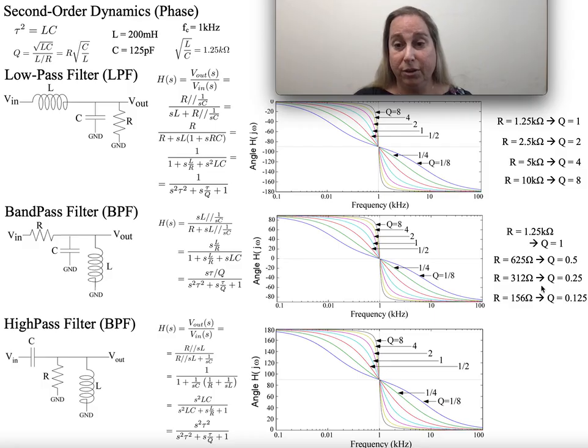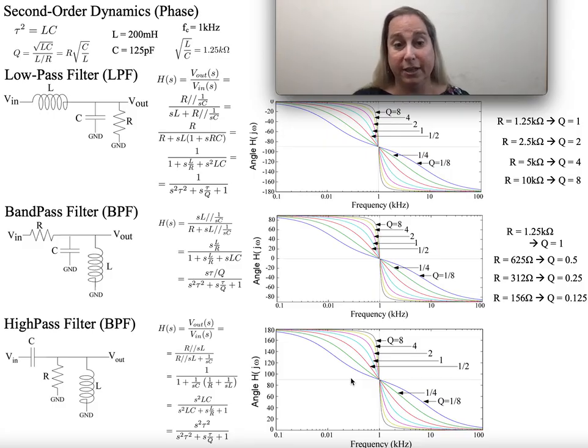Now, when I'm at Qs that are less than a half, remember, a half is a critical number, I've got real roots. Now, at half, they're identical. Below half, they're going to be 2 different roots. And one of the things you see in all 3 of the phase plots, and by the way, notice all 3 of the phase plots look almost identical.